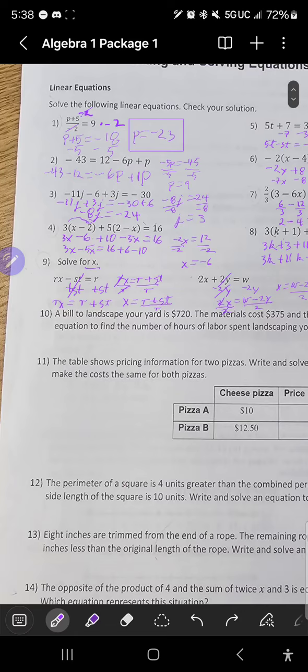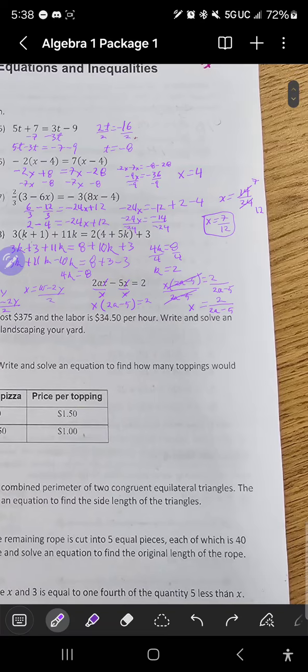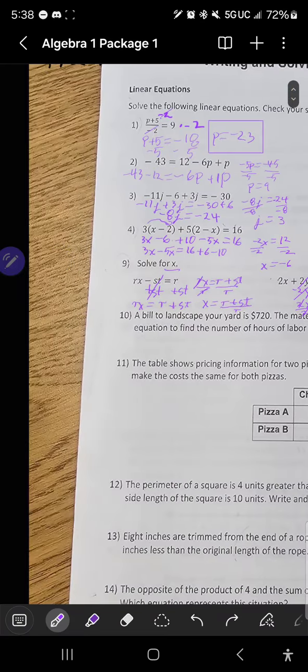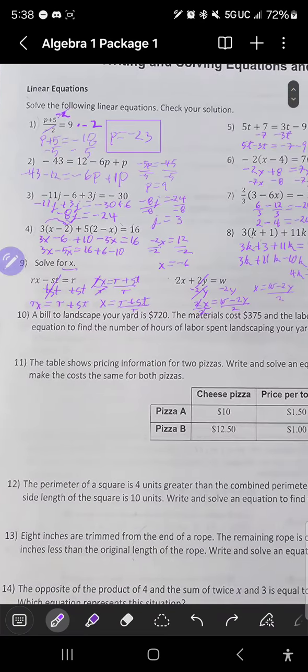Now is a problem. A bill to landscape your yard is $720. The material costs $375 and the labor $34.5 per hour. Write and solve an equation to find the number of hours spent landscaping your yard.